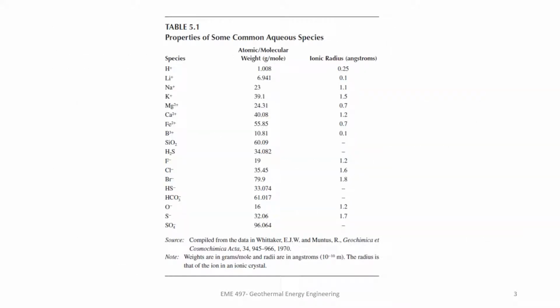As you can see, Table 5.1 from the textbook provides a list of common aqueous species found in geothermal waters along with their atomic and molecular weight and ionic radii. There are cations such as H+, and metal ions such as lithium, sodium, and potassium. We also have anions like chloride, bromide, and fluoride ions. And there are compounds such as hydrogen sulfide.